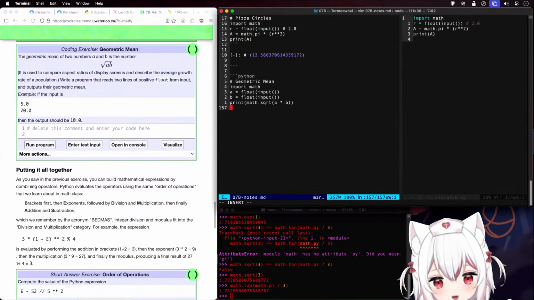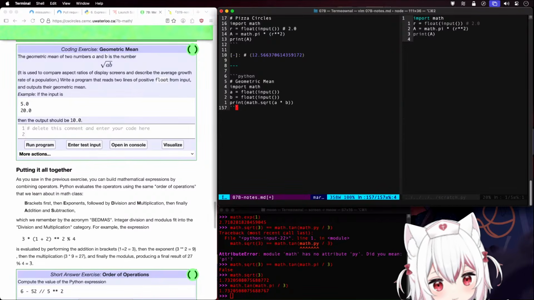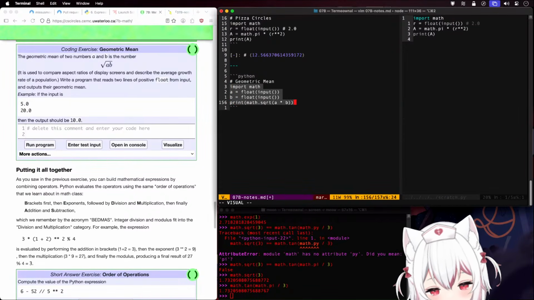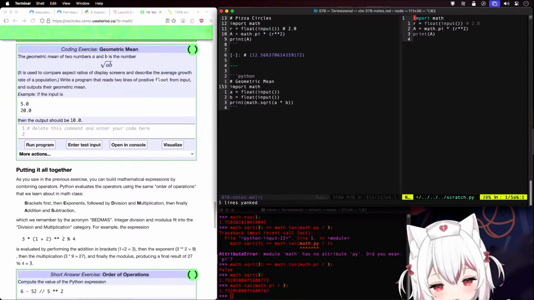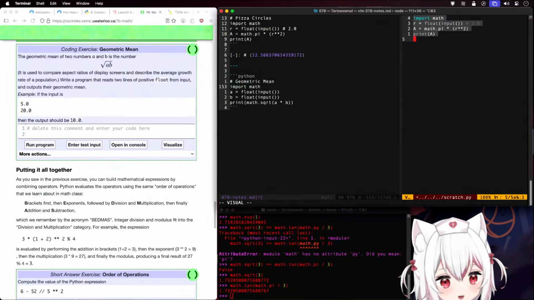I hate when I accidentally press stuff in Vim and I don't know what I did and I'm really scared. It's so scary. It's really scary.